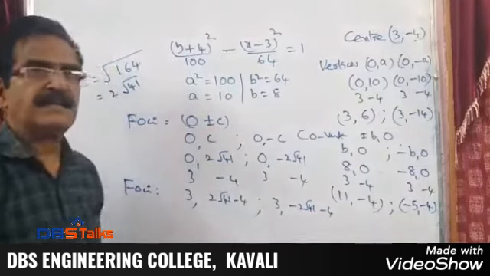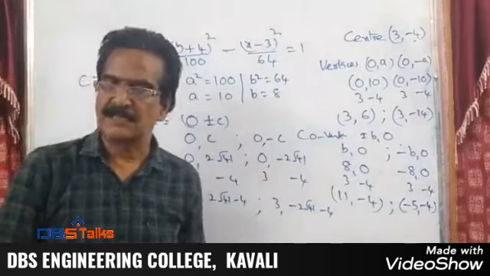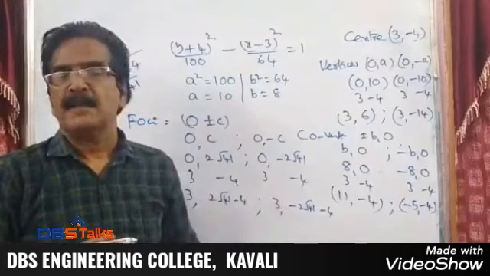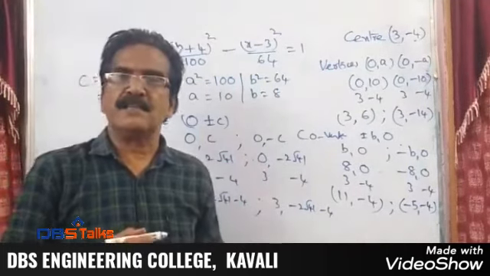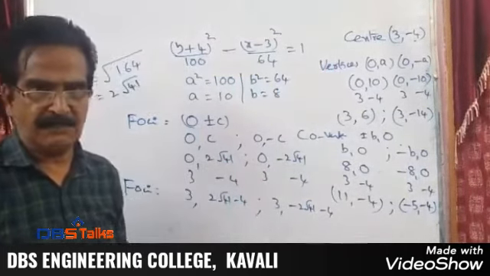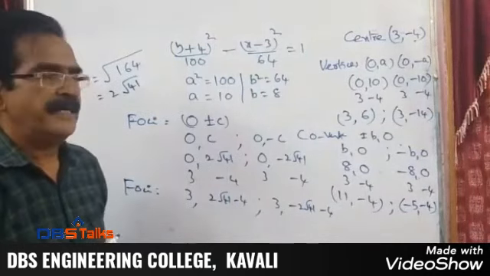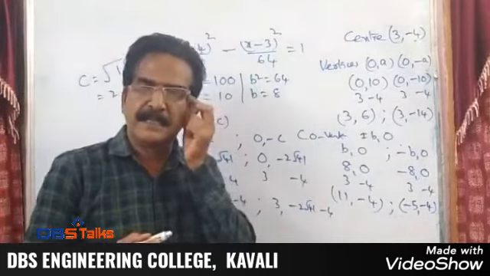These are the vertices and foci. And coming to the equations of the asymptotes. Friends, you know the equations of the asymptotes.